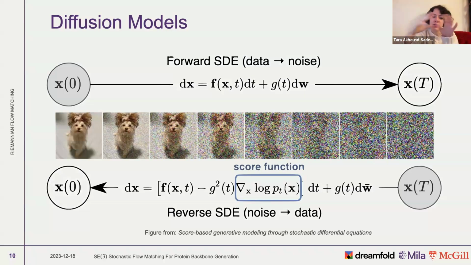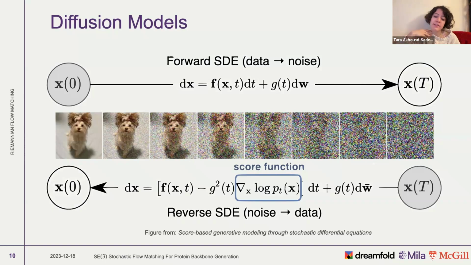We have a drift and a diffusion term and a Wiener process. And for a generative model in general, the idea is you want to be able to reverse this. You want to go from noise to data. And for diffusion models specifically, when you do the reverse SDE, you can see that you have this term, the gradient of the log of the density at time t of x with respect to x, which is what's commonly referred to as a score function.